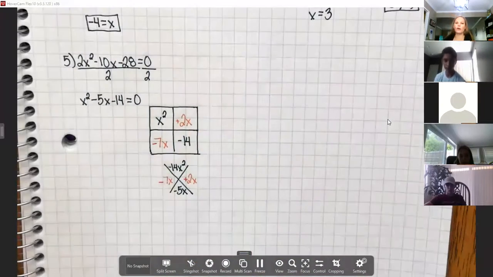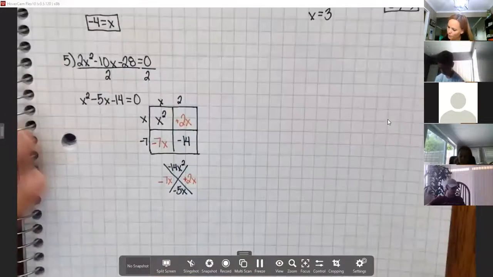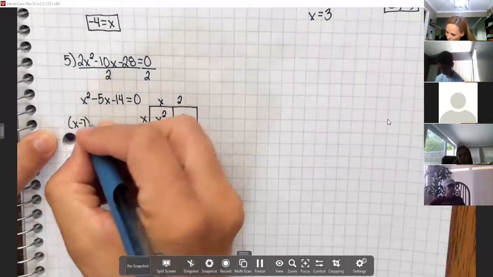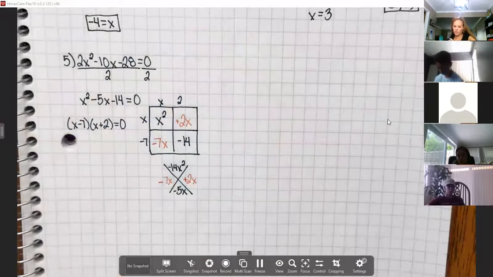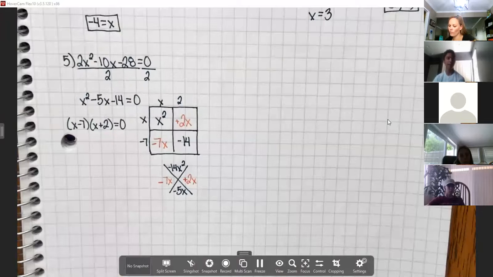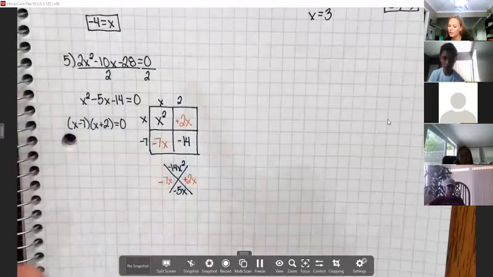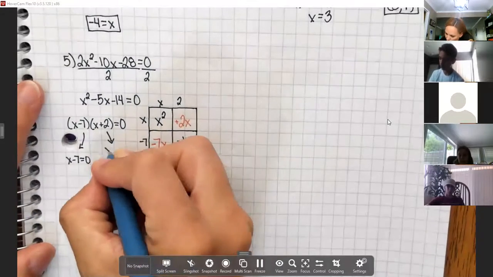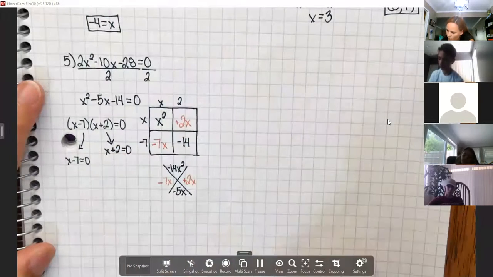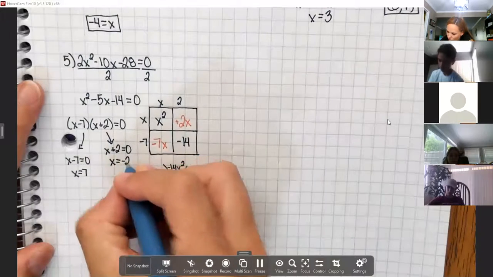And again, it doesn't matter which one goes in which box. We get x, x, 2, and negative 7. So x minus 7 times x plus 2 is equal to 0. Remember, the zero product property says if you multiply two things together and get 0, one of them is 0. So we have x minus 7 equals 0 and x plus 2 equals 0. So x equals 7 and x equals negative 2.